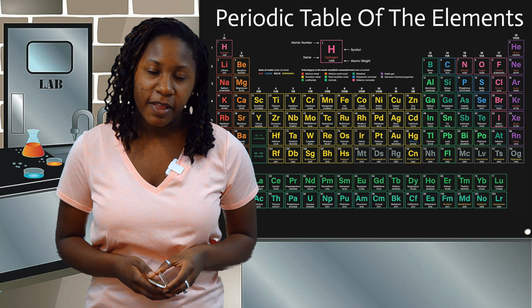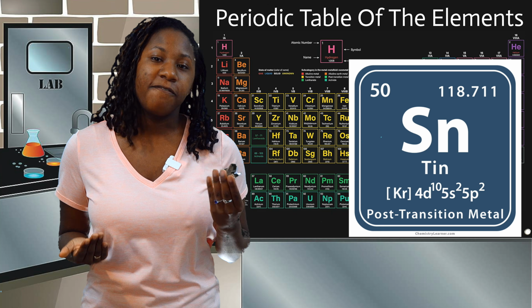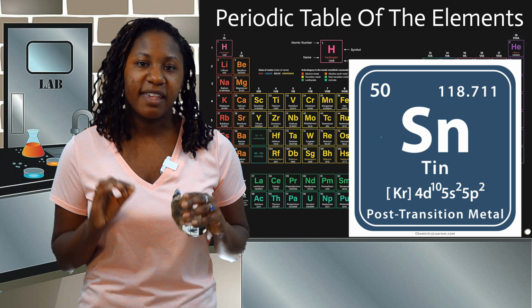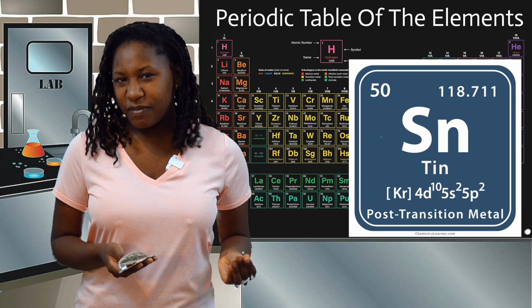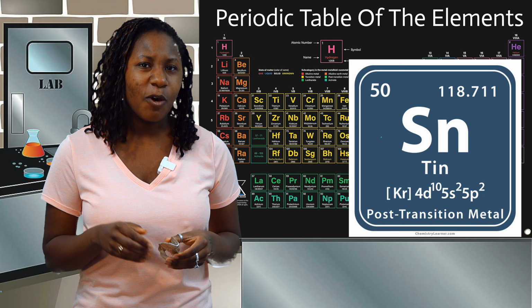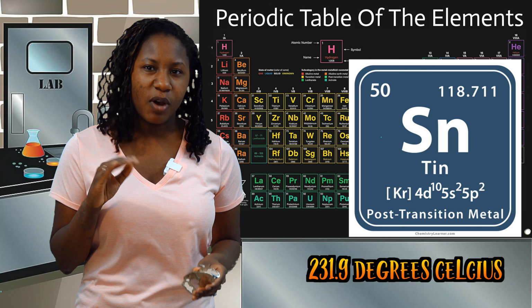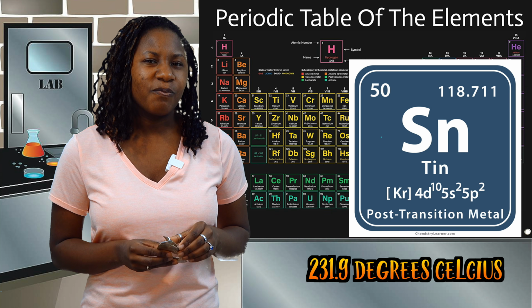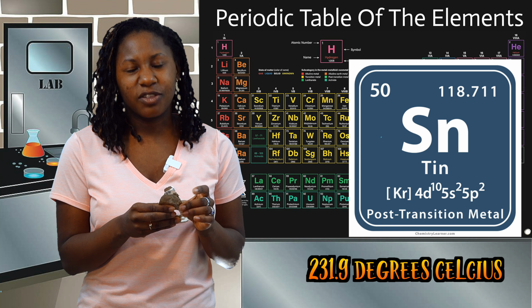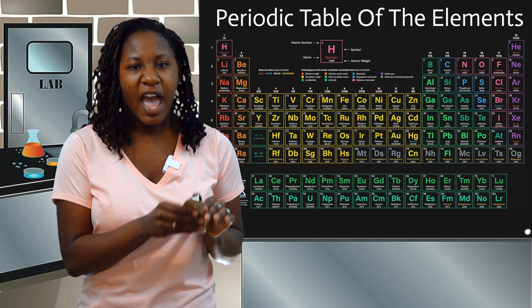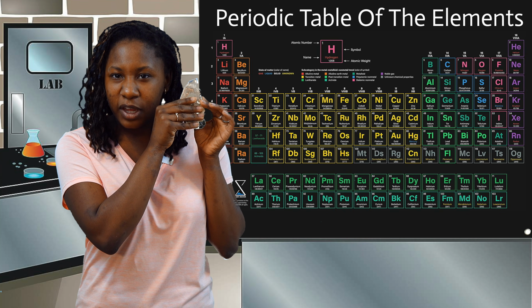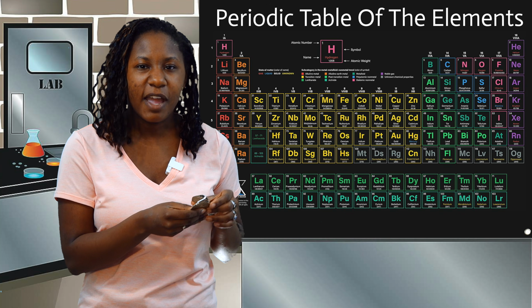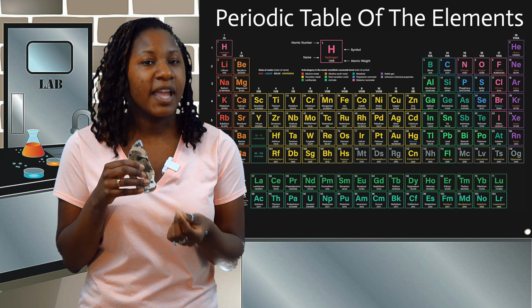Tin is an element on the periodic table of elements. It has an atomic number of 50 and its symbol is Sn. It's relatively soft and melts at a pretty low temperature, at around 232 degrees Celsius. It also has a signature sound that's called a tin cry. When you hold it up to your ear, you can kind of hear it cracking when you bend it, and that's the crystals inside it breaking.